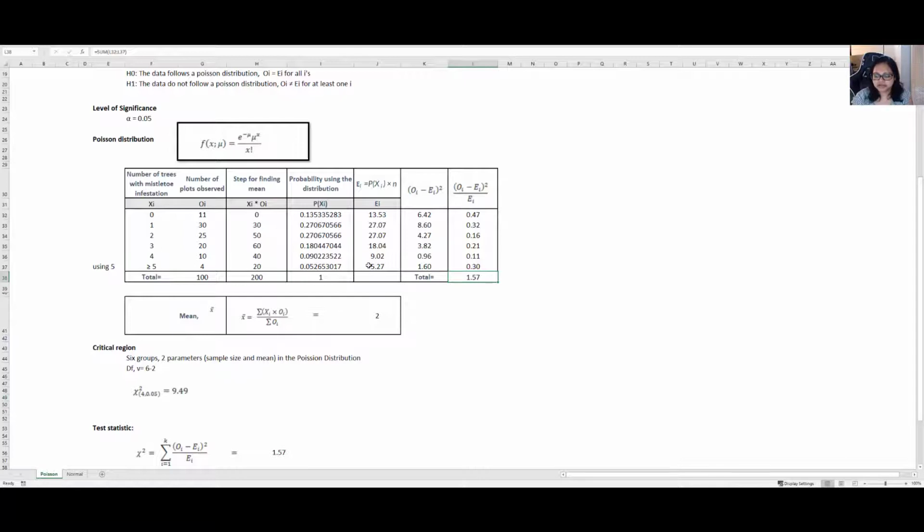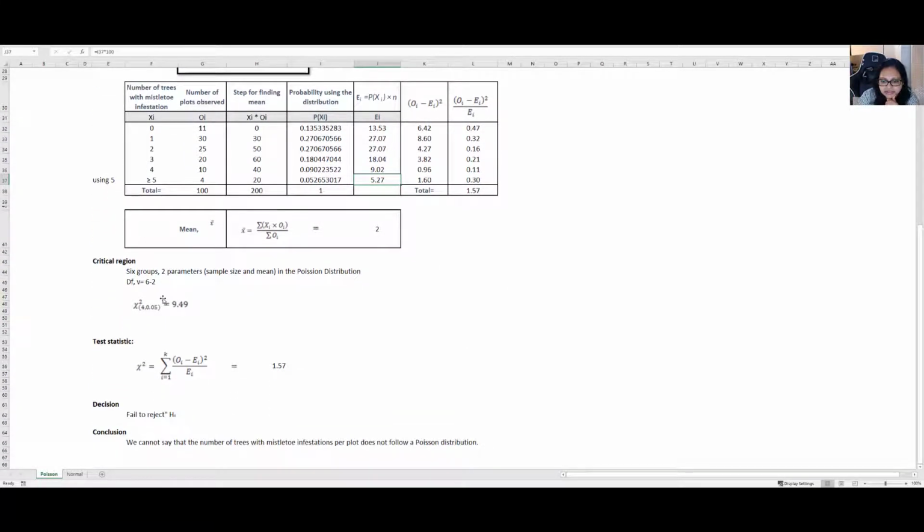At any time, if you see that the expected value is less than 5 in any group, then you have to combine the closest ones. So let's say this is less than 5, then you can combine with the previous one, or if this is less than 5 then you can combine with the next one, so that you always get more than 5.